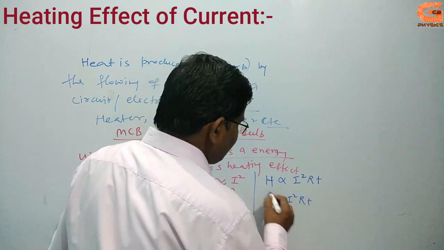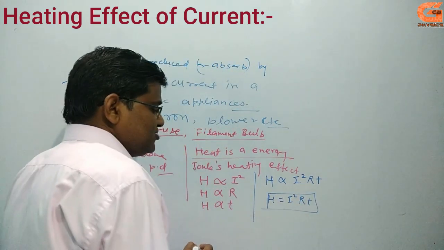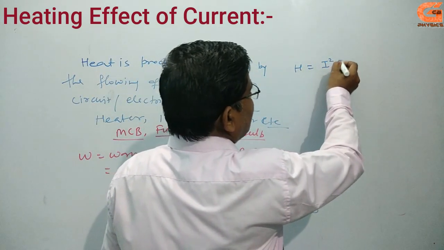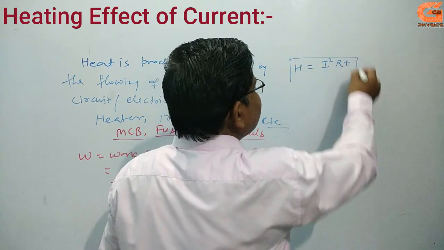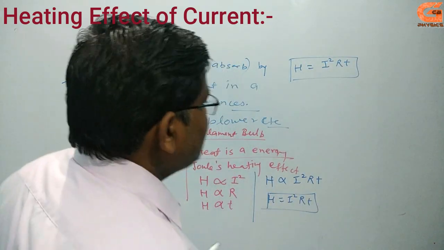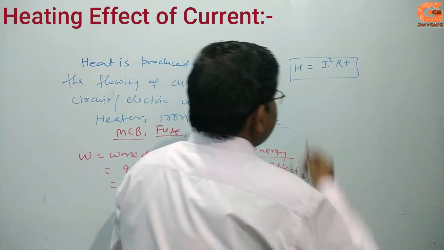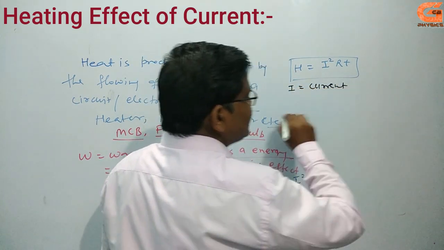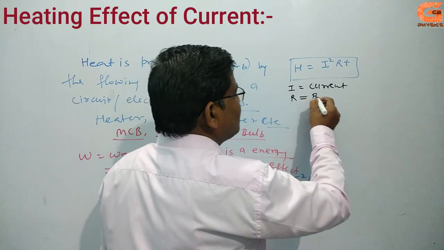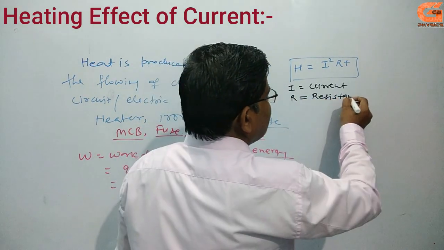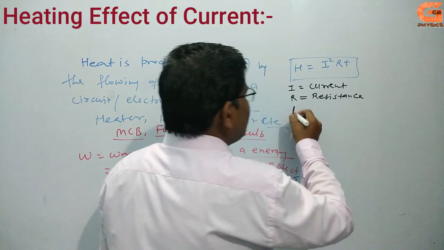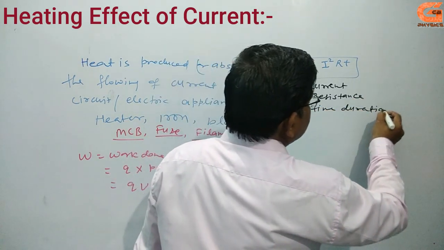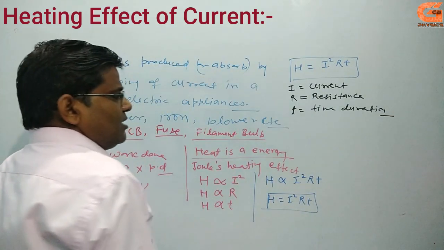Here the proportionality constant is 1, so H equal to I square RT. The simple formula is H equal to I square RT, where I is the current flowing in the circuit, R is the resistance of the circuit or electronic appliance, and T is the time duration. It is a very important thing, time duration.